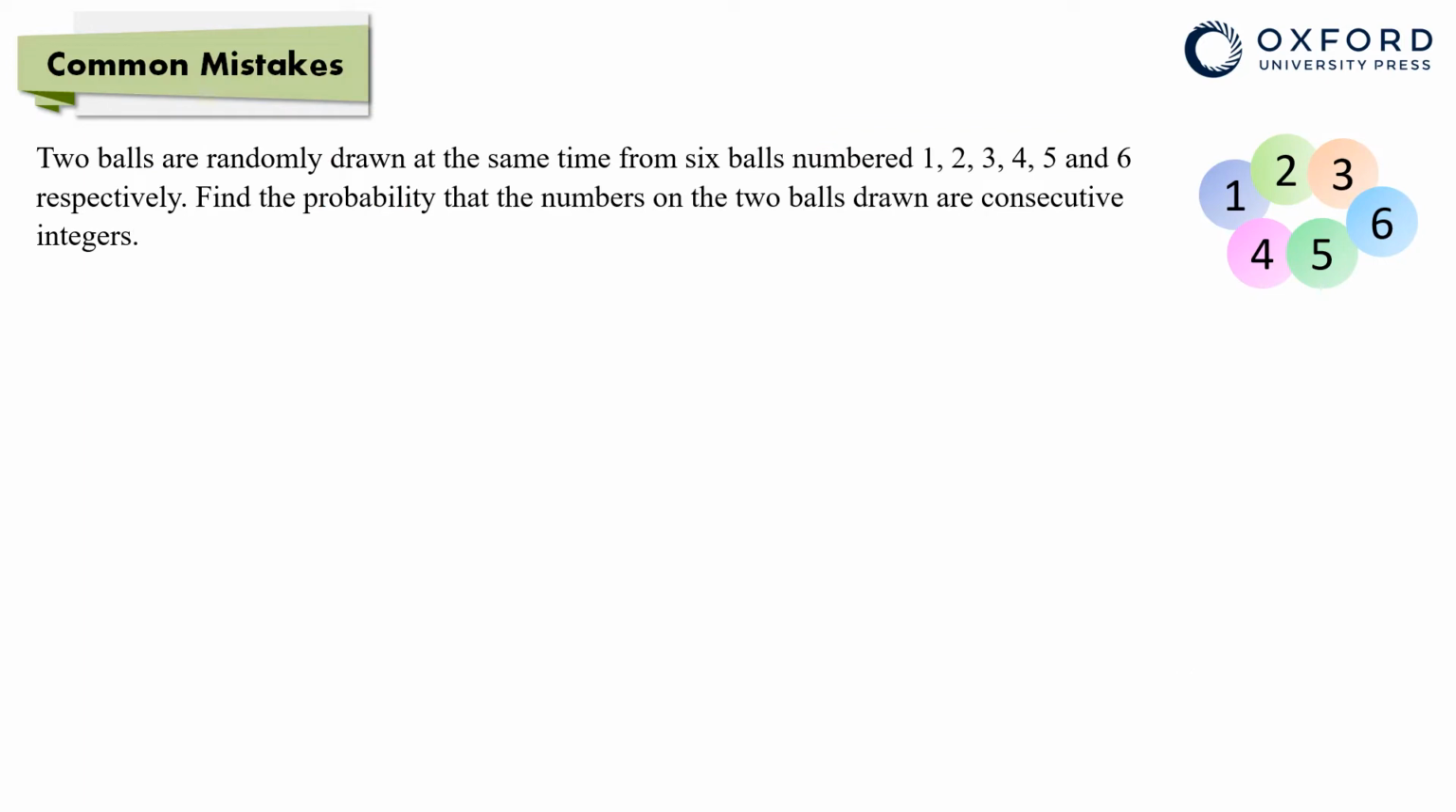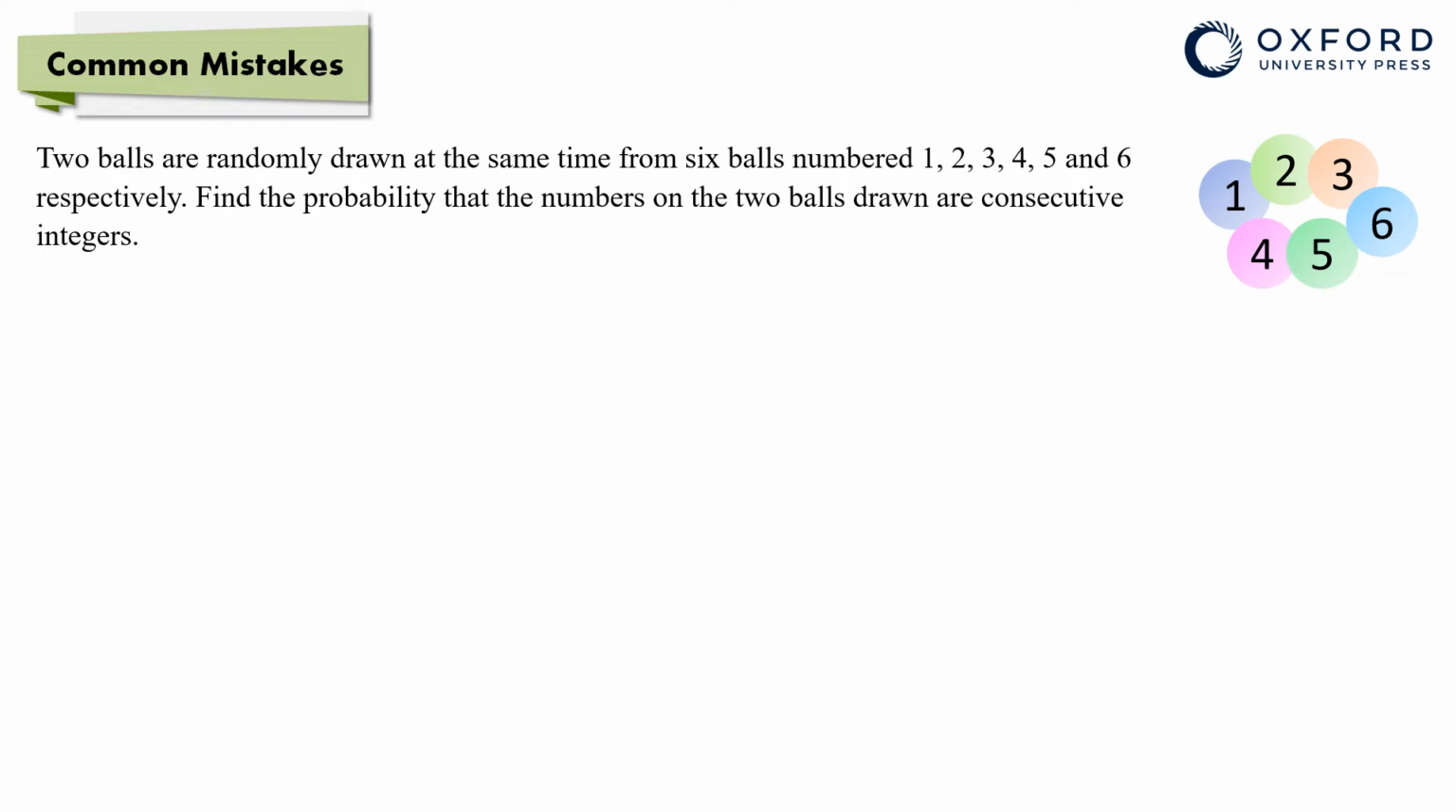In the second part of the video, we will show you a mistake commonly made by students when handling questions on probability. In this question, 2 balls are randomly drawn at the same time, from 6 balls numbered 1, 2, 3, 4, 5 and 6 respectively. Find the probability that the numbers on the 2 balls drawn are consecutive integers.